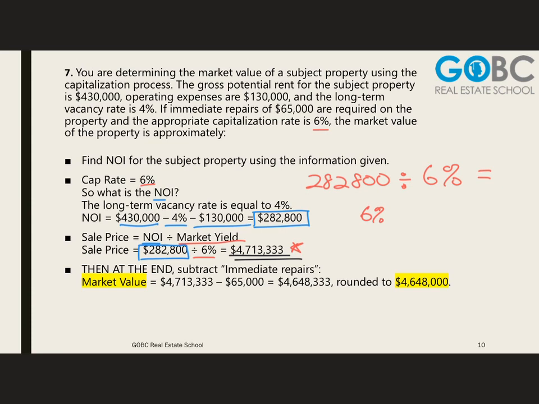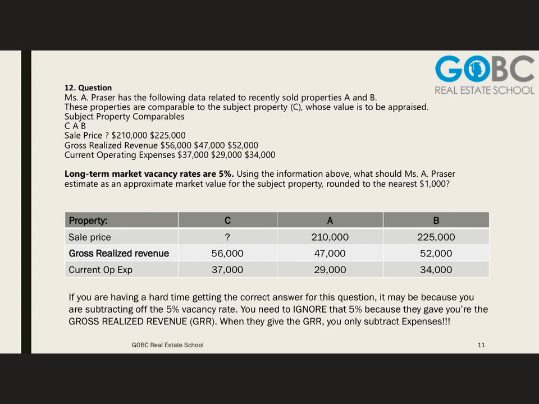And then at the end, like we said, we're going to subtract those immediate repairs off because we want to make sure that we don't include that in the sale price in what we're willing to pay, because we want the seller to be responsible to pay for those repairs because they didn't maintain the property properly while they were the owner. So you get $4,648,333, and you see that the answers are rounded, and we round it to the nearest 1,000, $4,648,000.